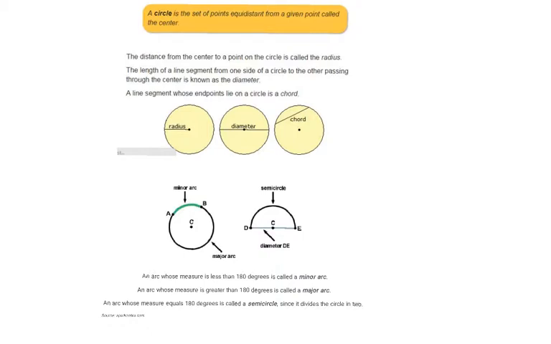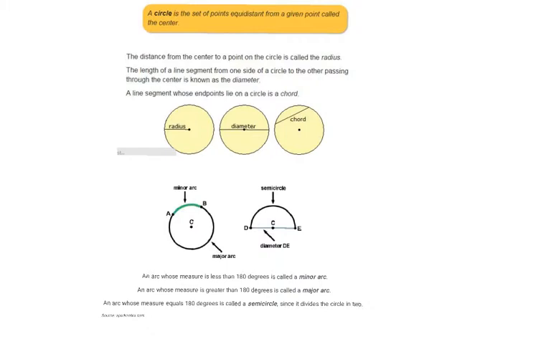Before we begin, I want to go over some vocabulary that will make these questions easier to understand. So first of all, a circle is the set of all points equidistant from a given point called the center. So that means if you have a center and you go an equal distance away all the way around, then that is how you create a circle.